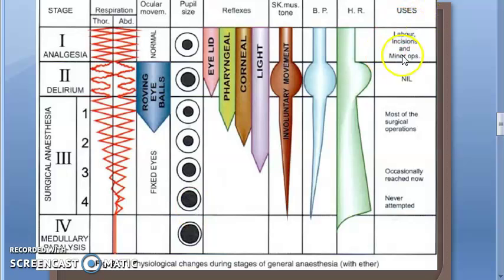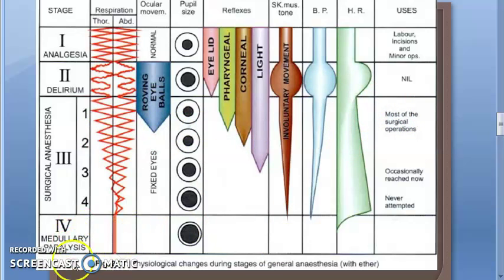So here you can see what are the uses of all this. In the delirium stage, it's not used for anything. But in the surgical stage, what happens? Surgical operations are done in surgical anesthesia. Stage 1, stage 2 looks like they have written as surgical operations.